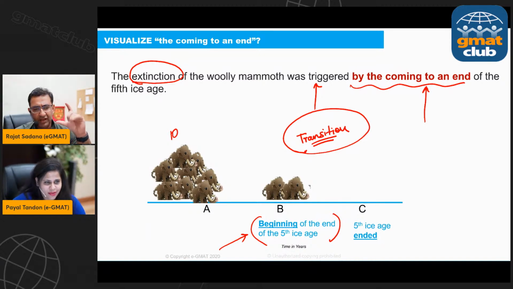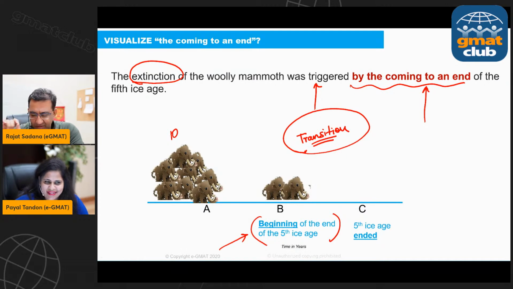Okay, Raja, do you want to add something here? Well, I want to just ask one question here. So why do you think it's important to visualize the original sentence that's given to you? Why do you think this exercise is valuable in the context of what's happening on the GMAT? Anyone? I think the responses take a bit of time.